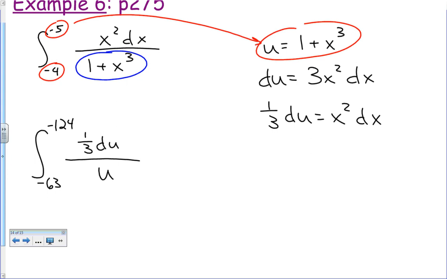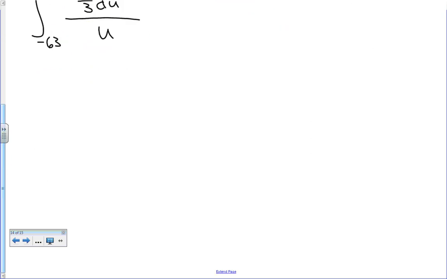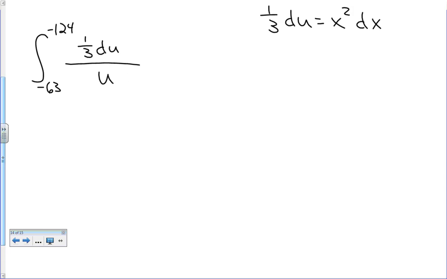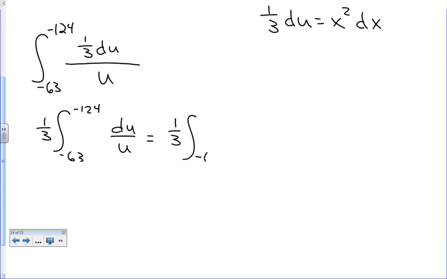All right, again, if you want to factor out the 1/3, we can bring that out front and write it as -1/3 from -63 to -124 of du over u. I'll go ahead and write this out again several ways. You should recognize it in any one of these three forms here. That's the same as 1/3, the definite integral from -63 to -124 of 1 over u du.